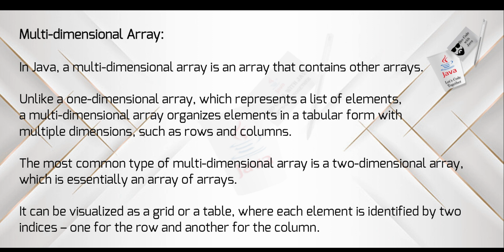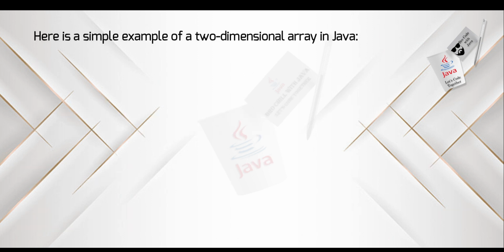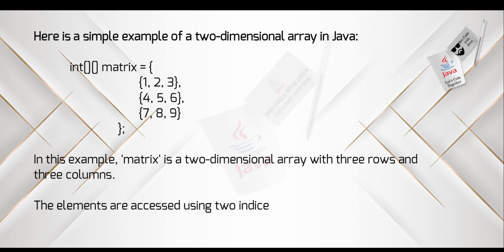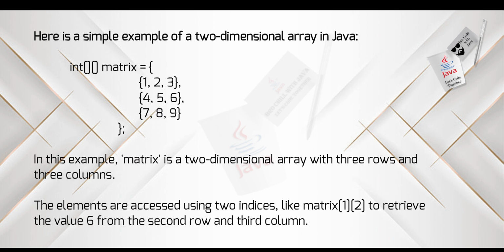It can be visualized as a grid or a table, where each element is identified by two indices, one for the row and another for the column. Here is a simple example of a two-dimensional array in Java. In this example, matrix is a two-dimensional array with 3 rows and 3 columns. The elements are accessed using two indices, like matrix[1][2] to retrieve the value 6 from the second row and third column.